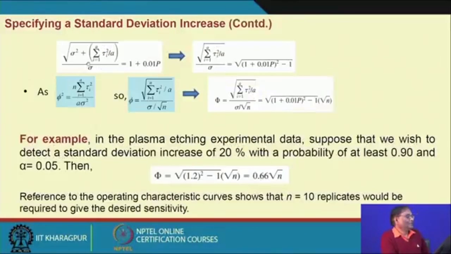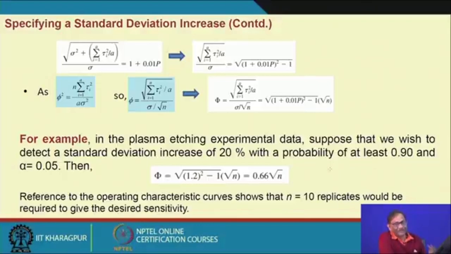How? Because you know phi square equal to this, and from the specification of standard deviation increase using this formula, you will be in a position to calculate the sum over i equal to 1 to a of tau i square by a. So, phi square equal to n into this, which means phi equals this. You choose one n, find out phi, and then see the OC curve table, and you see whether you are getting the required beta value, whether you are achieving the power 1 minus beta equal to 0.9 or not.